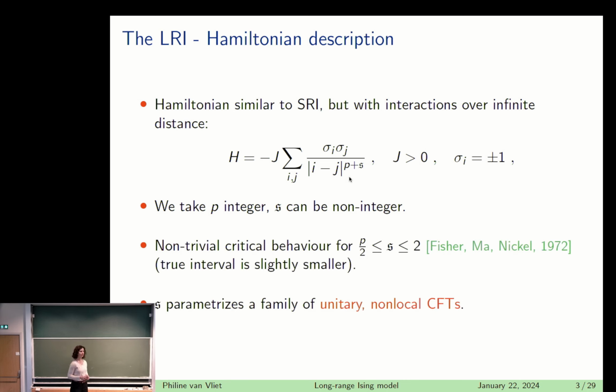But then S is between 0 and 1? I'm not sure. Exactly. So S is, in this case, between p over 2 and, well, initially it was thought that it was bounded by 2 above, but it turns out that the interval is actually slightly smaller than that. And I will, in a minute, show what each of these ends of the interval correspond to in terms of a perturbative setup.